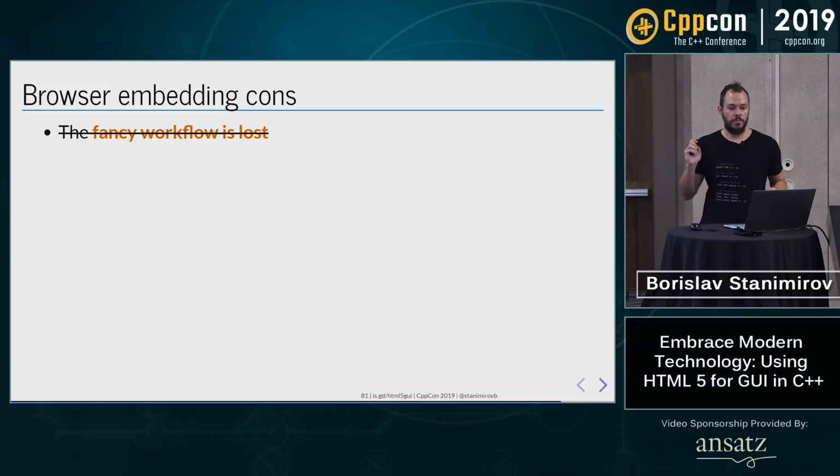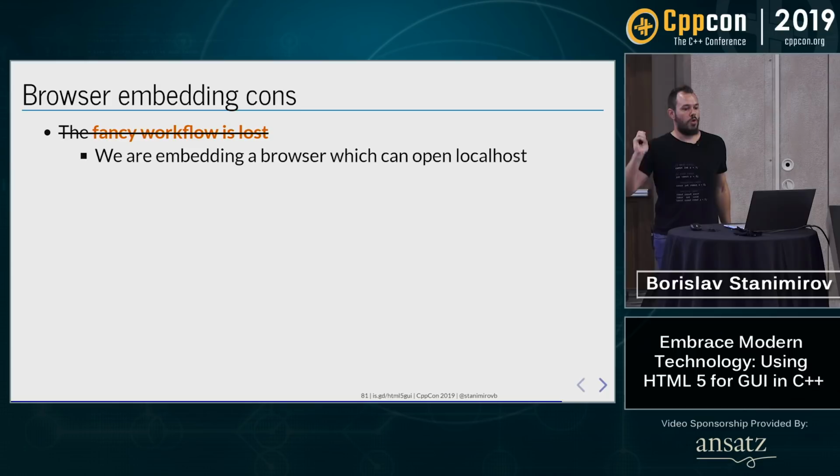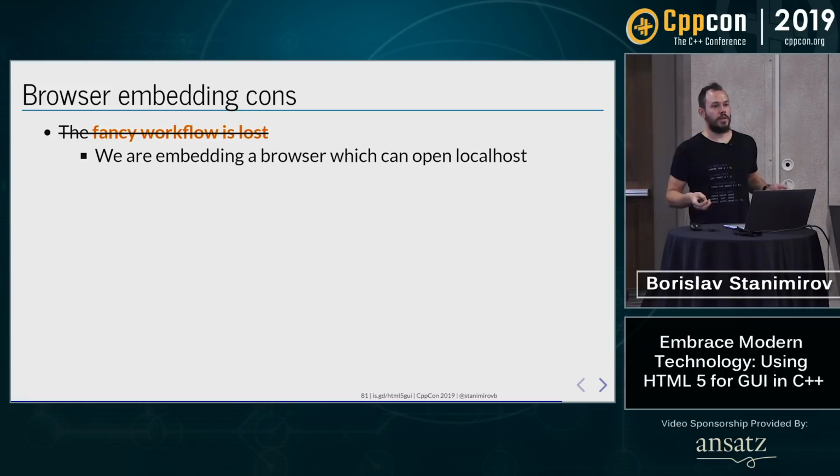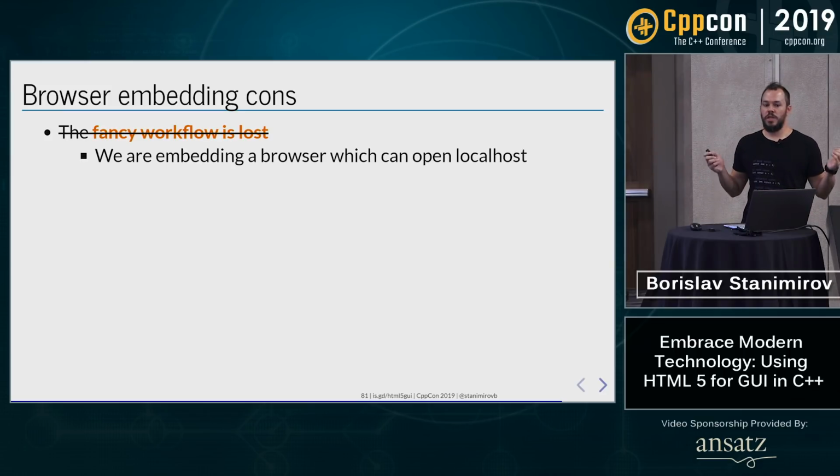But the thing is that that's not true. We are embedding a browser. And as I said, I'm forbidding the browser from opening the network. The browser could not do that. The browser could still open localhost something, and get the HTML5 content from there, from presumably a Node.js server. And it could still run, instead of WebSockets, the inter-process communication with our C++ backend. So it is not lost.